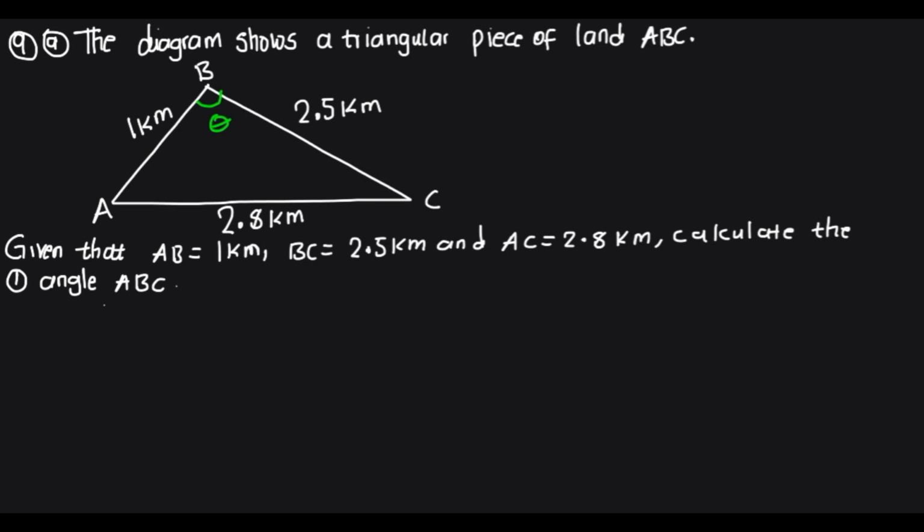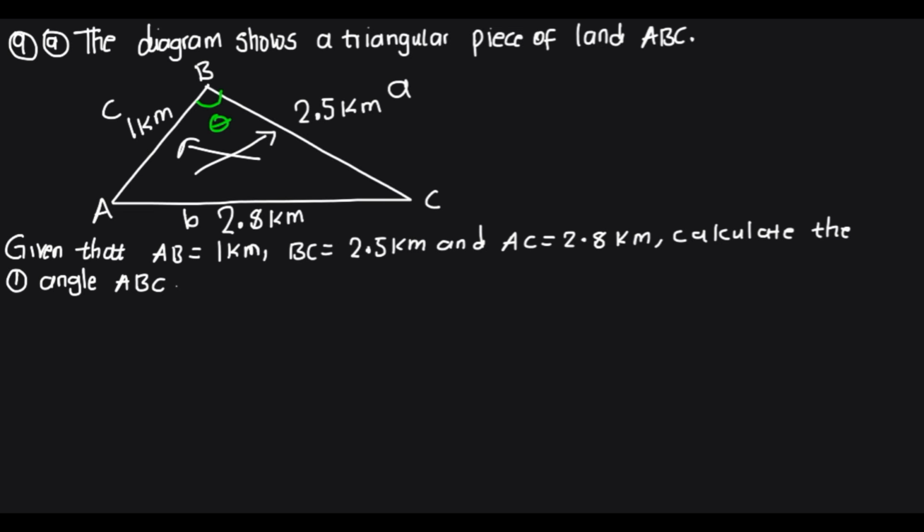Now here, the first step that we are going to do is we need to indicate the distances with its corresponding angle. So this distance is corresponding with angle A. So here we are going to have small letter A. Then here we have small letter C. Then at 2.80 we are going to have small letter B.